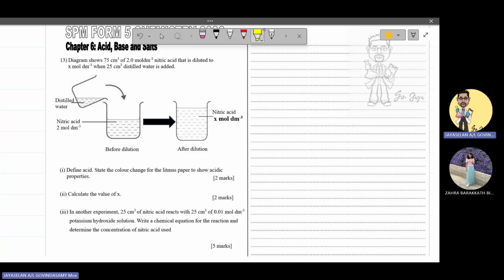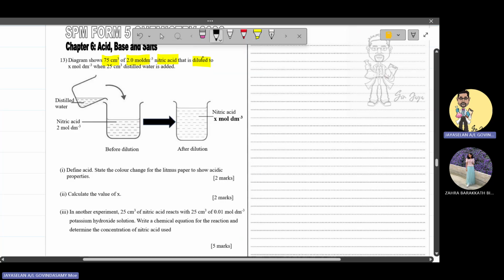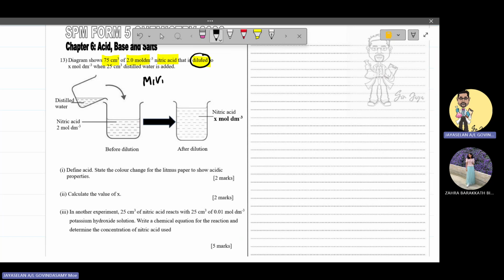Okay, read the question. You are given 75 cm³ of 2.0 mol dm⁻³ nitric acid, and they put diluted. When you see diluted or concentrated, you write down the formula of dilution: M1V1 = M2V2. Understand? Here you put what? Before adding water, and this one, after adding water.